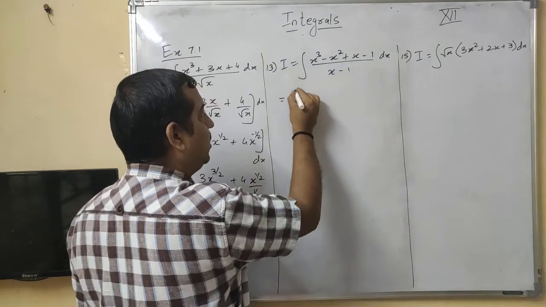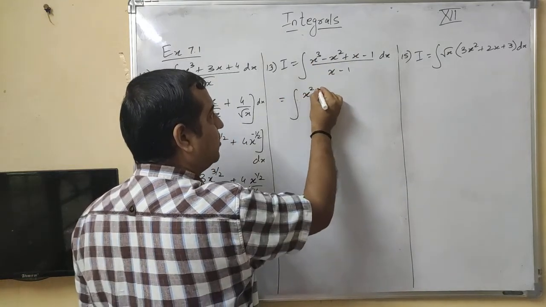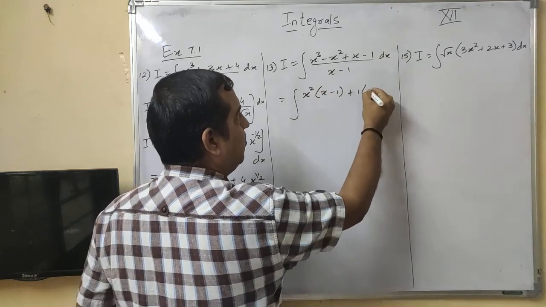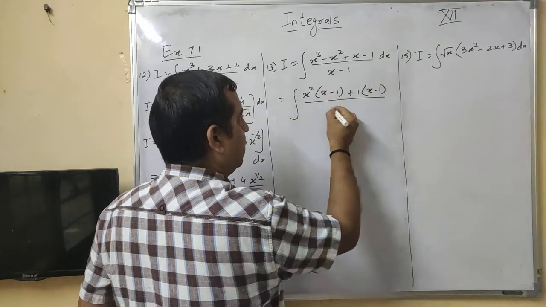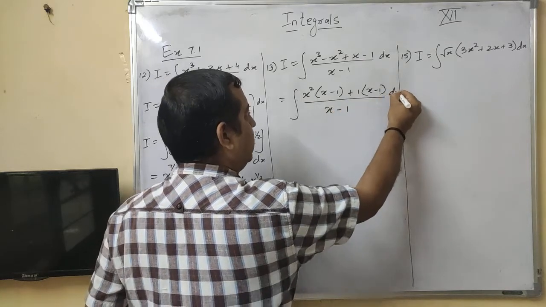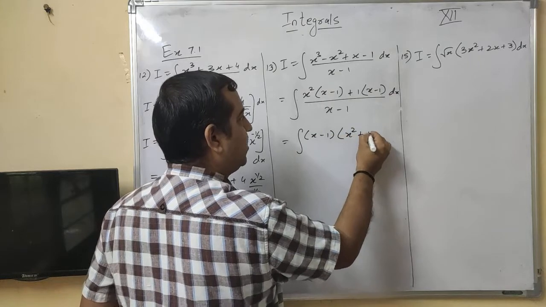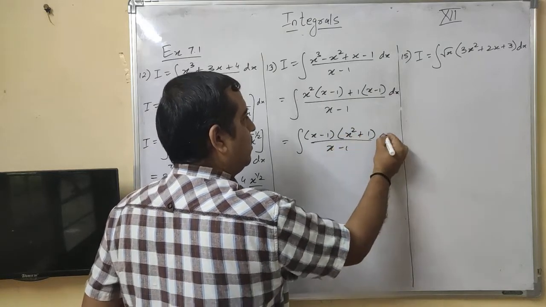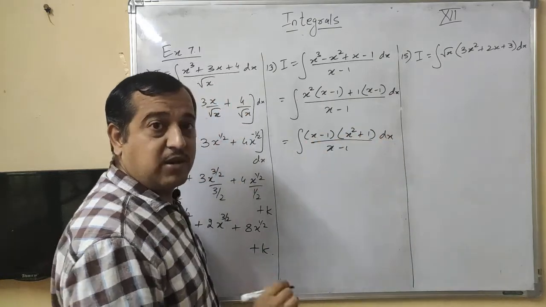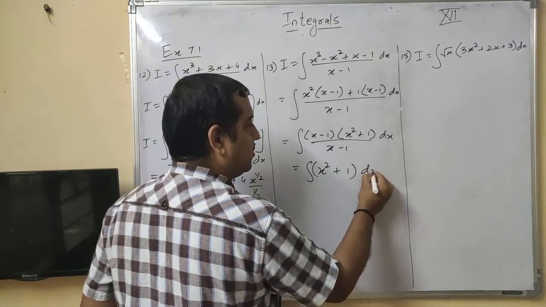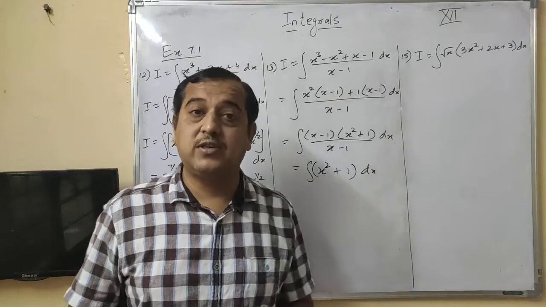So what you will do, integral, from these two terms take x square common, you get x minus 1, plus from these two terms take 1 common, in the bracket you get x minus 1, upon x minus 1 dx. Now in the next step you will get x minus 1 common and you get x square plus 1 upon x minus 1 dx. X minus 1 gets cancelled. You get integral x square plus 1 dx.